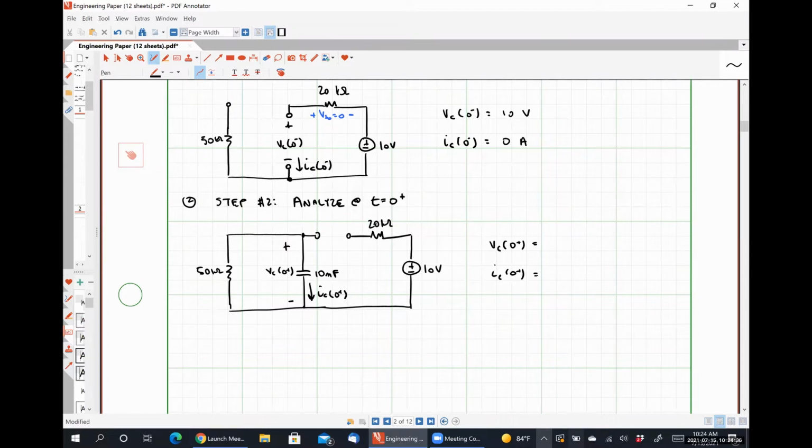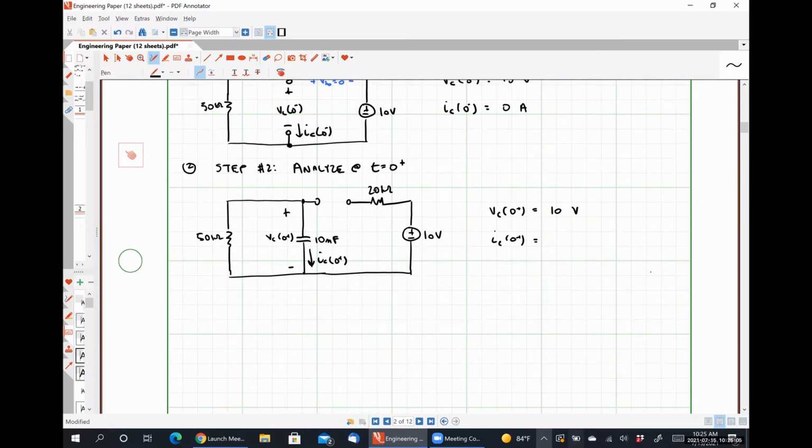So let's start with our capacitor voltage. We know that the capacitor voltage cannot change abruptly. So whatever value the capacitor voltage had at t equal to 0 minus, it must still have at t equal to 0 plus. VC at 0 plus has to be 10 volts.